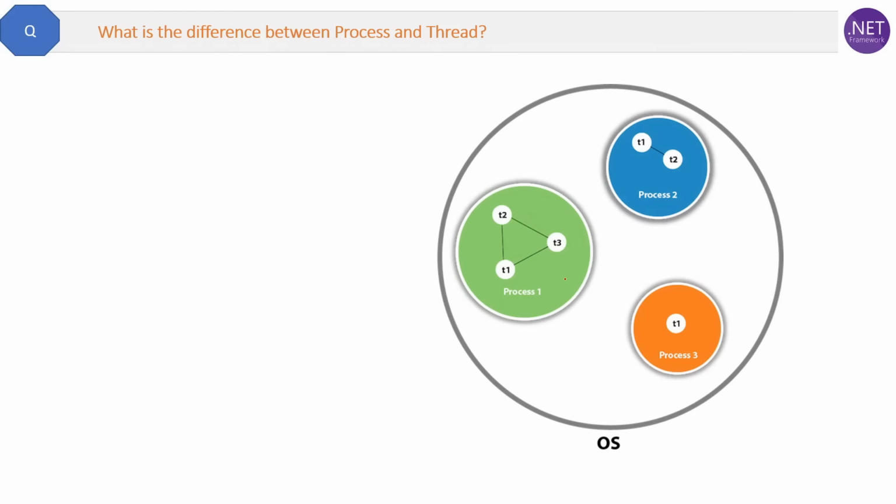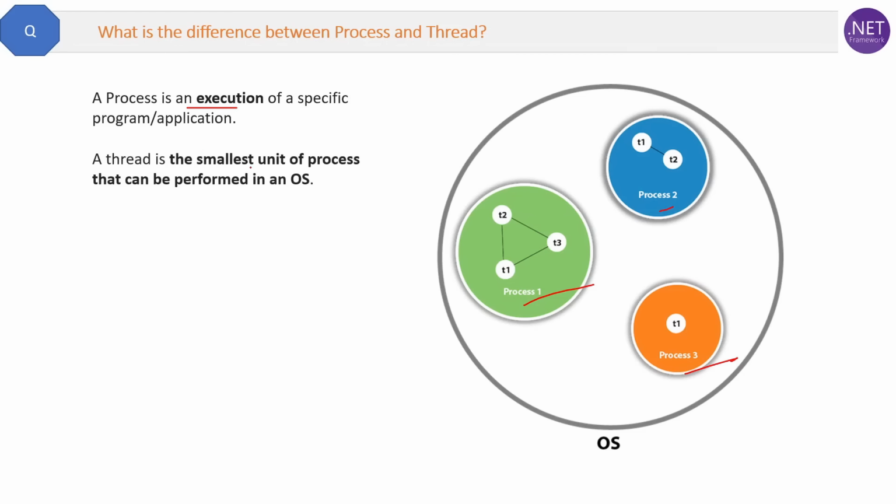Processes 1, 2 and 3 are independent from each other, right? Inside these processes, we can have multiple threads which can be interlinked. For example, in process 1, we have threads 1, 2 and 3 which are interlinked. So, a process is an execution of a specific program and application. They are independent of each other. Whereas, a thread is the smallest unit of a process that can be performed in an operating system. So processes are independent, but threads can be linked with each other.